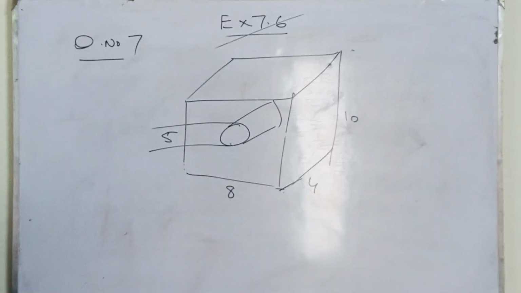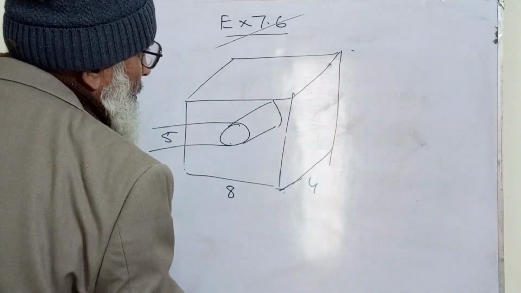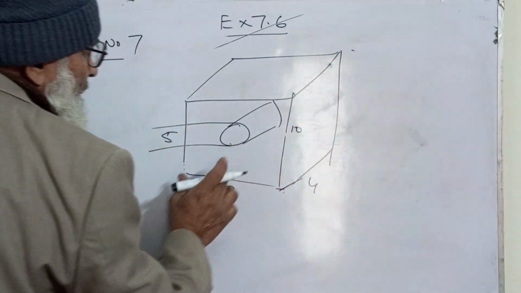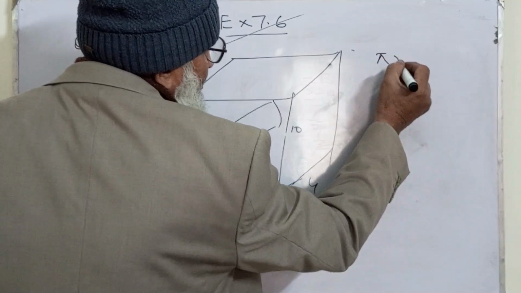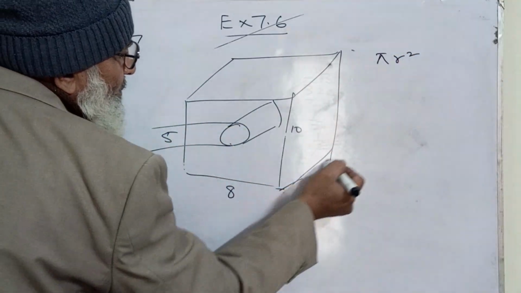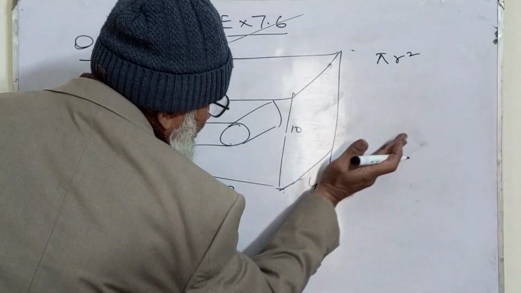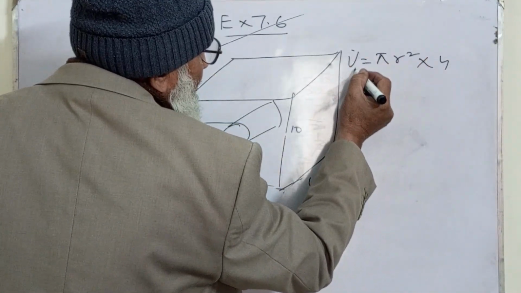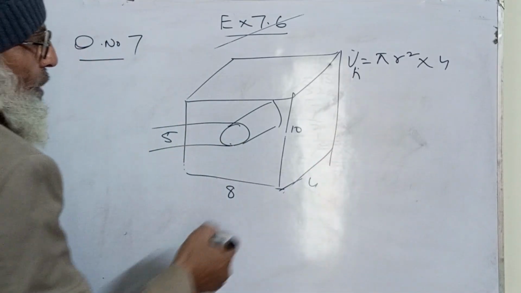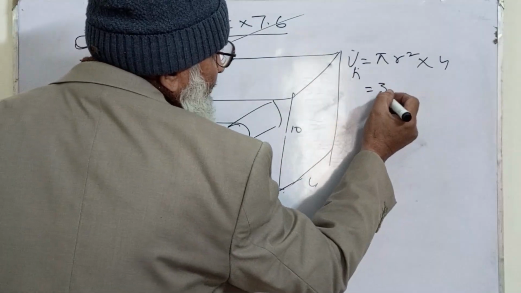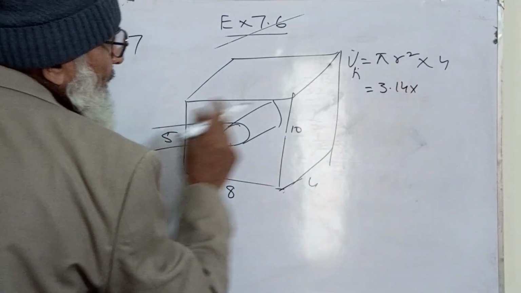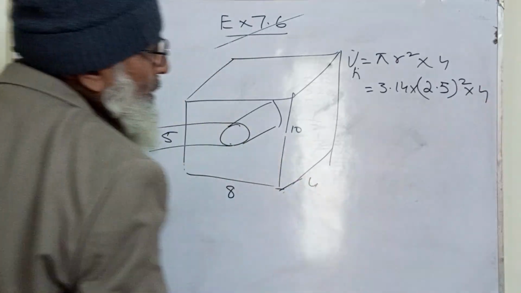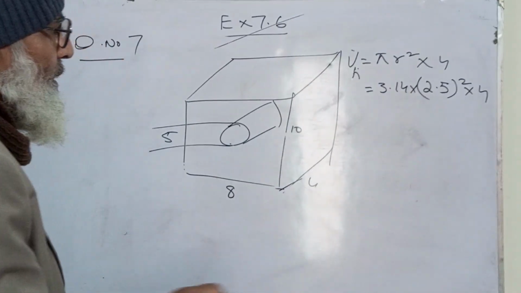I'll first find the volume of the cylinder. The volume of a cylinder is pi r square multiplied by 4, because it is through from here to here. Now this is the volume of the hole. It is 3.14 multiplied by 2.5, because the diameter is 5, the whole squared, multiplied by 4. Okay, now this is the whole story of this cylinder.